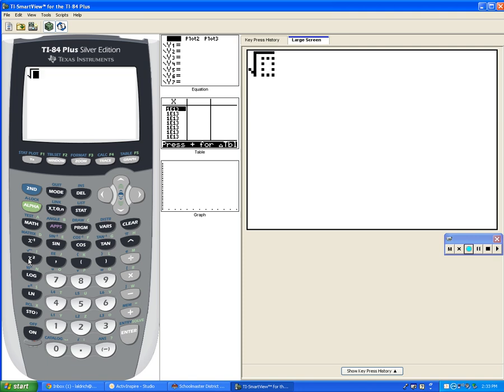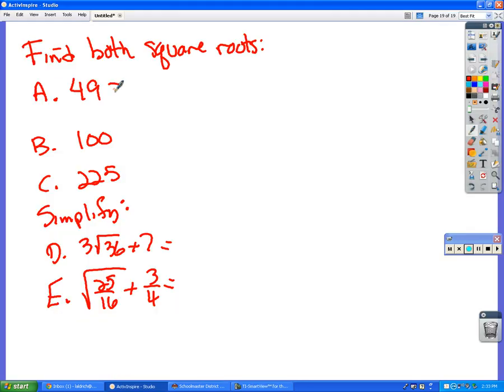The first one asks you to find the square root of 49. That is 7. Now don't be like Jake. It says find both square roots, so you have to write 7 and -7. What's the square root of 100? 10 and -10. Right. You can do that either by guess and check or on your calculator.